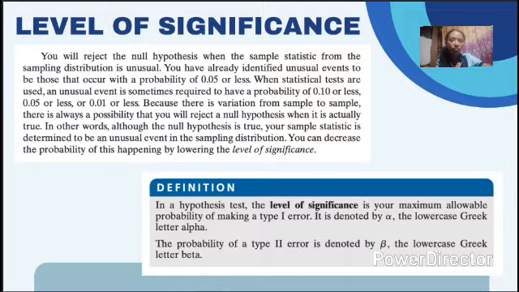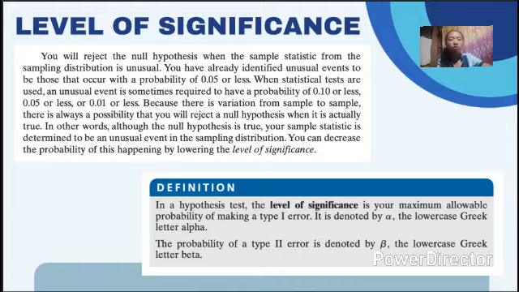Because there is variation from sample to sample, there is always a possibility that you will reject a null hypothesis when it is actually true. In other words, although the null hypothesis is true, your sample statistic is determined to be an unusual event in the sampling distribution. You can decrease the probability of this happening by lowering the level of significance.